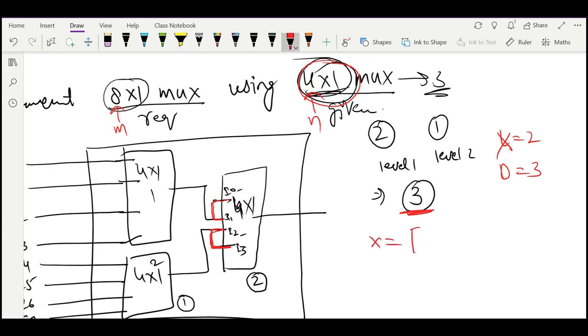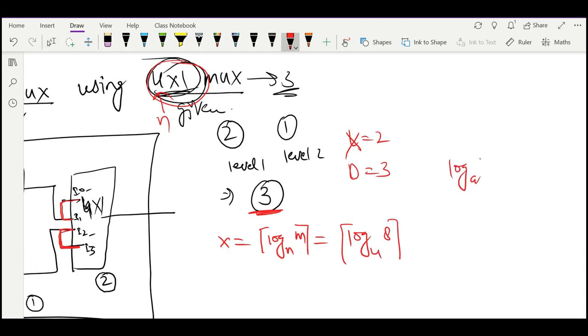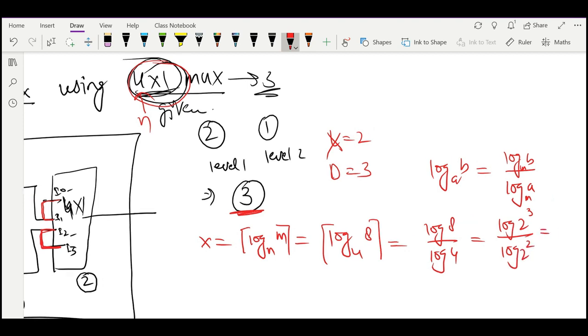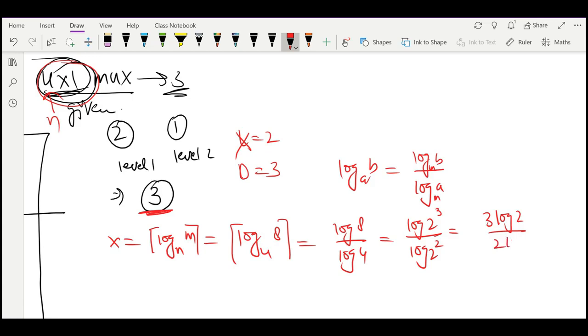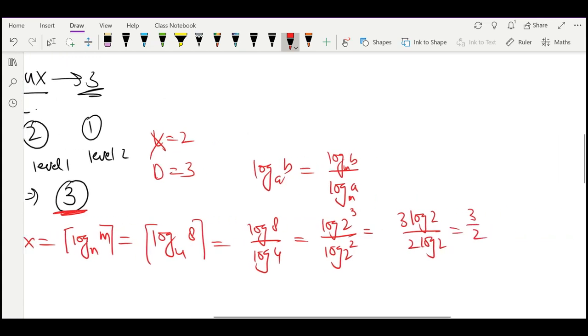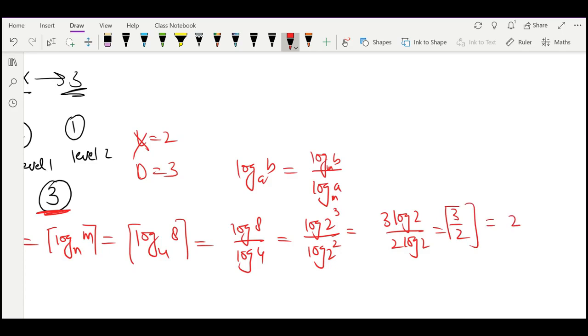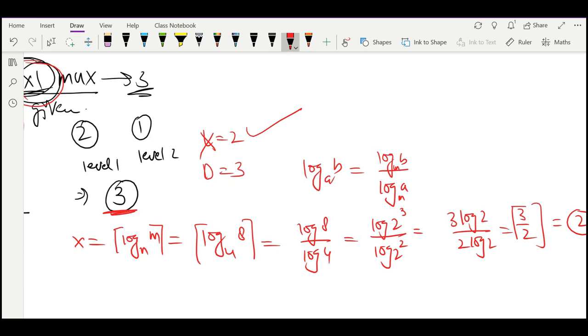So x is equal to ceil of log m base n, so log base n is 4 and m is 8. So we know one formula, that log base a of b is equal to log b upon log a, and you can consider any base, let's say base 2. So this will become log 8 upon log 4, and you can write it as log 2 to the power 3 upon log 2 to the power 2, which is 3 log 2 upon 2 log 2. You can write it as 3 by 2, and since it is in ceil, this is equal to 2. So now you get x equal to 2, which is correct.